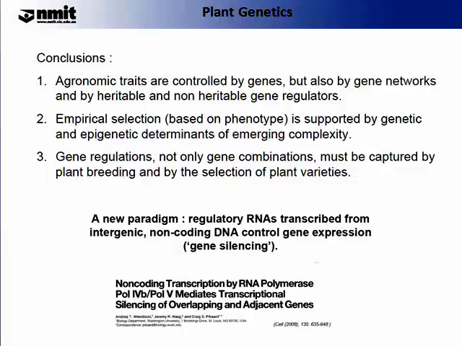This means that there are some regulators of genes which are transferred from one generation to the next, while there are other non-heritable gene regulators. That means they're not transferred to the next generation. 2. Empirical selection, which is based on phenotype, is supported by genetic and epigenetic determinants of emerging complexity. And 3. Gene regulators, not only gene combinations, must be captured by plant breeding and by selection of plant varieties.